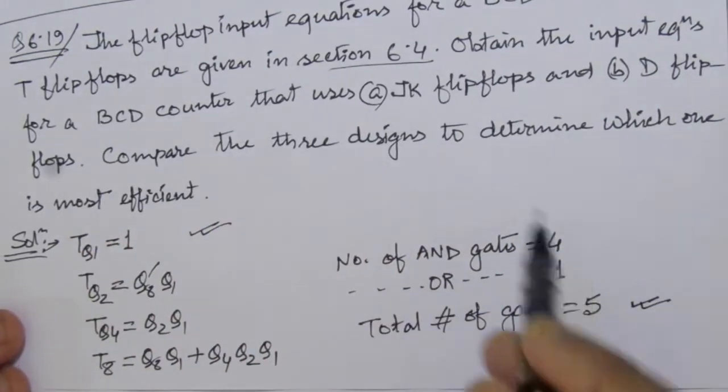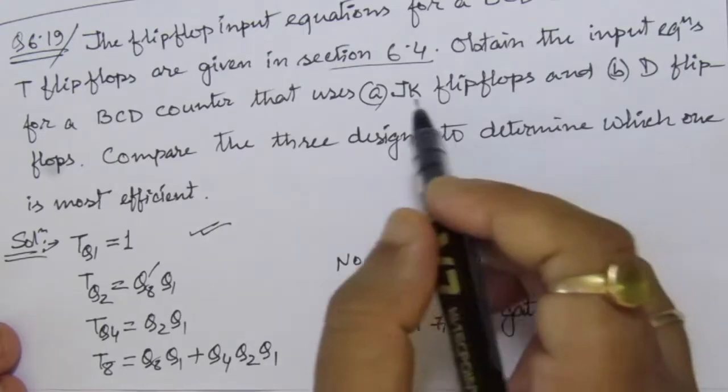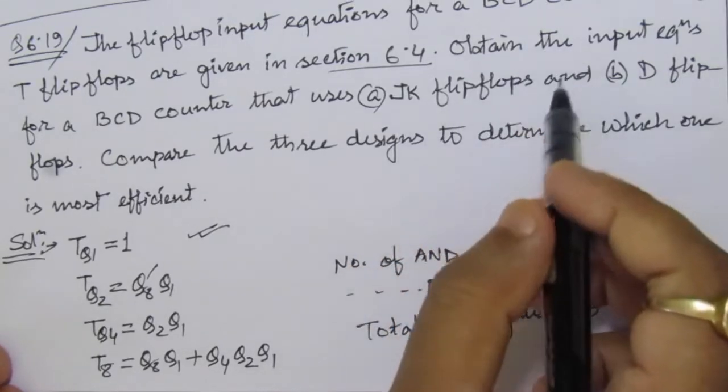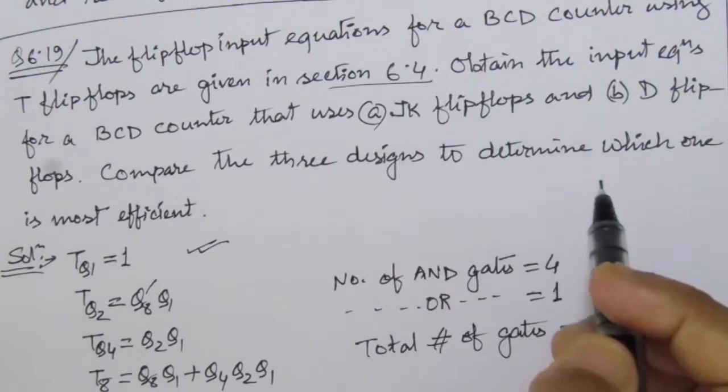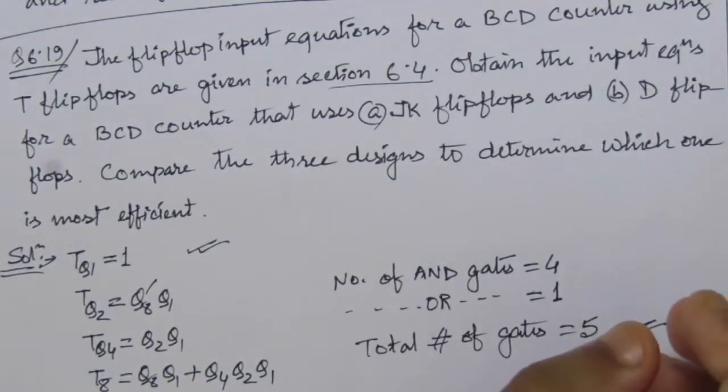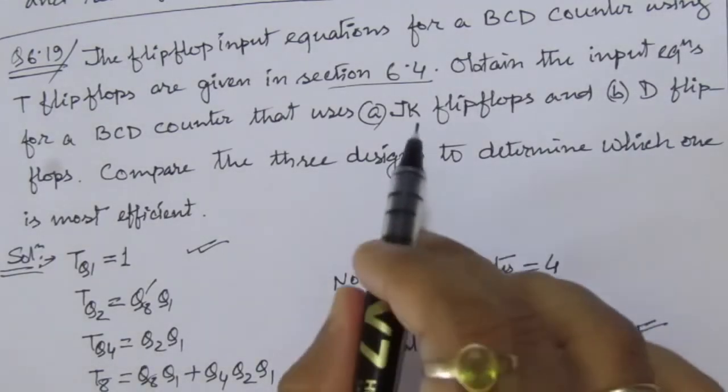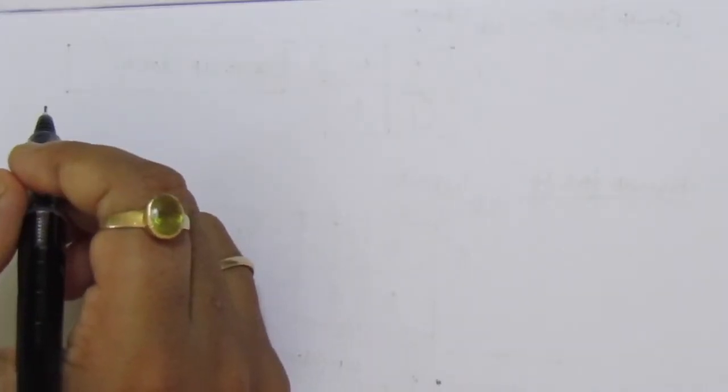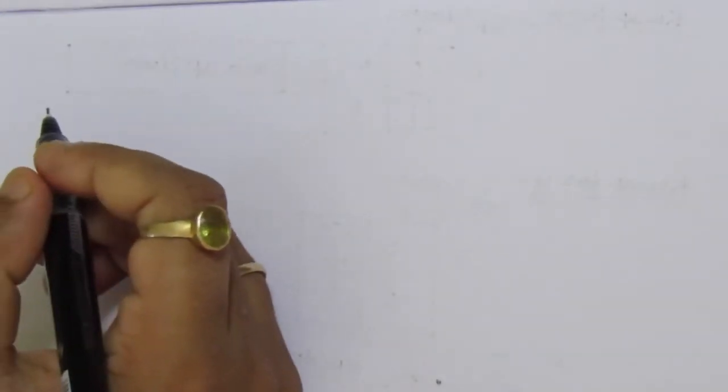So now let us go to the first part of the problem. We have to design the same BCD counter using JK flip-flops. Now we have to make the state table first, and from the state table we will find out the input equations for the 4 JK flip-flop inputs. At the same time we can also find out the respective D inputs for the D flip-flops, because the present state and the next state will be the same.